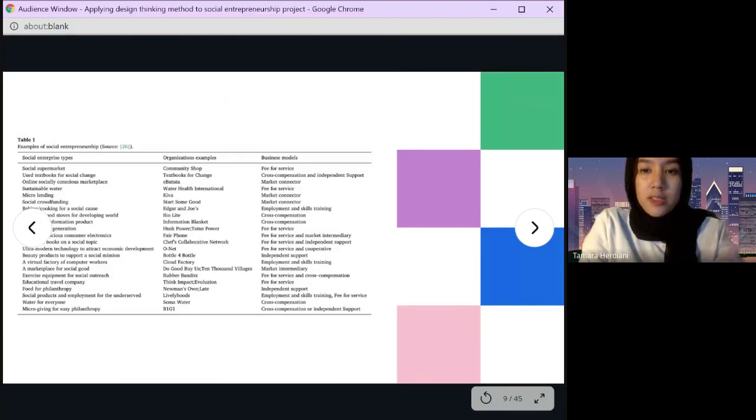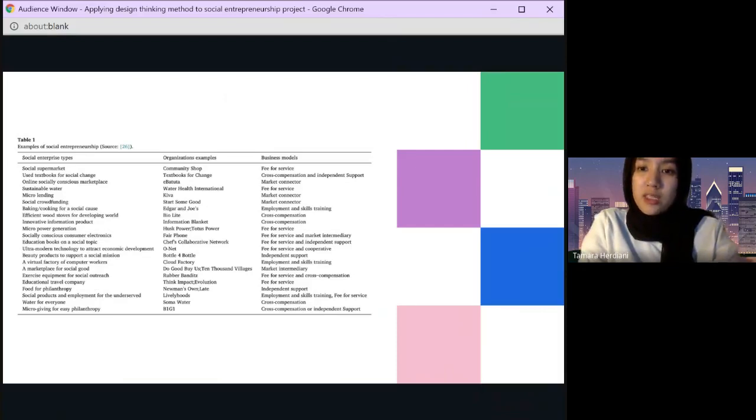Okay, so this is a table showing examples with details on what kind of business model were used based on what we have discussed in the previous slide, as you can see on the right side of the table. Next.